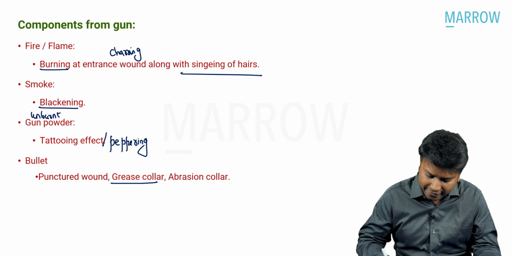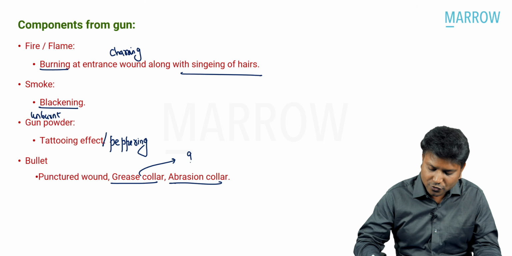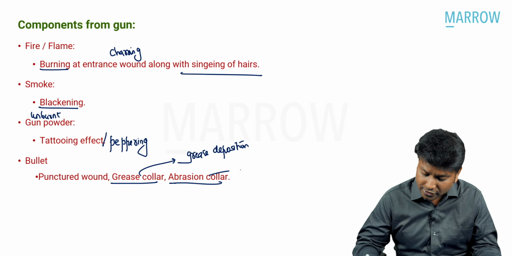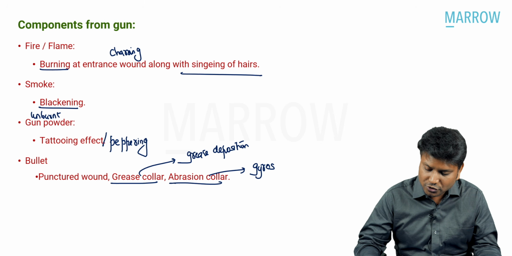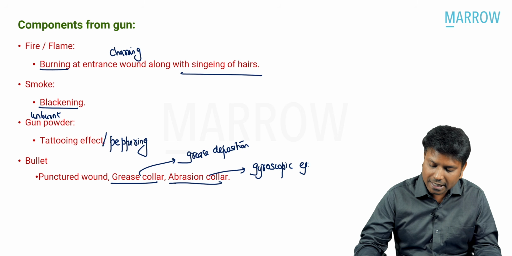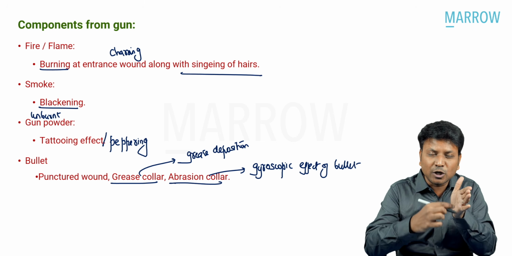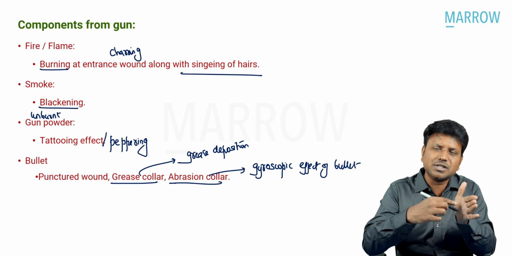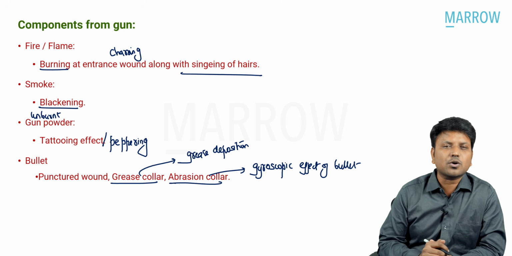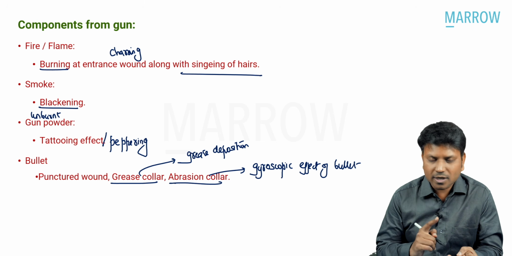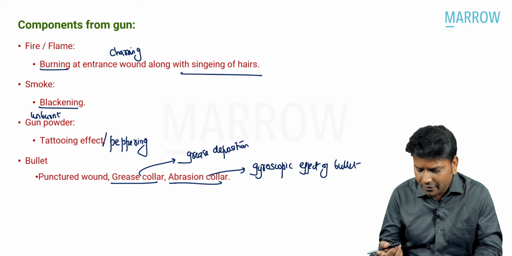It also produces grease collar and abrasion collar. Remember, grease collar is due to grease deposition, the lubricant deposition around the margin of the wound, whereas abrasion collar is due to the gyroscopic effect of the bullet. What is that gyroscopic effect? The bullet is spinning. When the spinning bullet enters into the skin, it grooves the skin itself. Around the margin, you will see an abrasion. That abrasion is called abrasion collar. So remember, the bullet produces three effects: a punctured wound, grease collar, and abrasion collar.